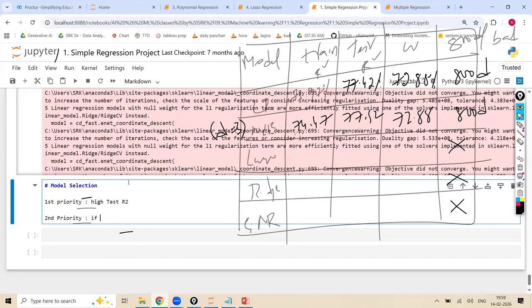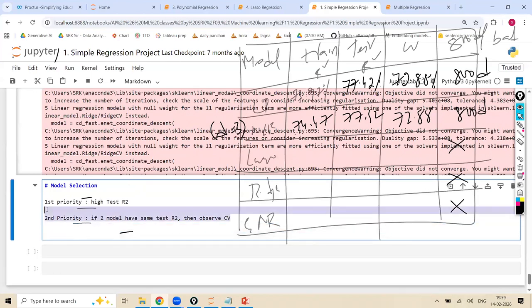Second priority: if two models have the same test R square values, then observe CV. That is your second priority. If CV is also the same, and the test R square is the same, then the next priority has to be given to the train R square.